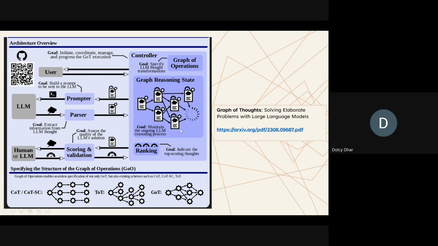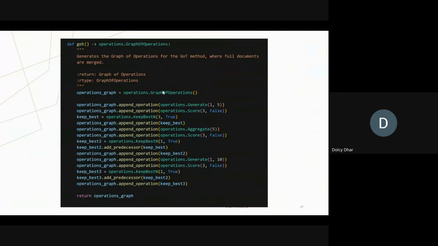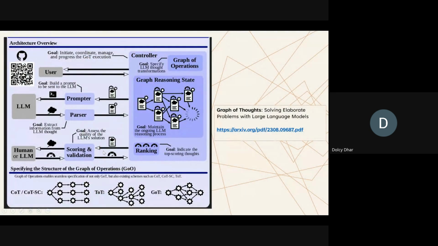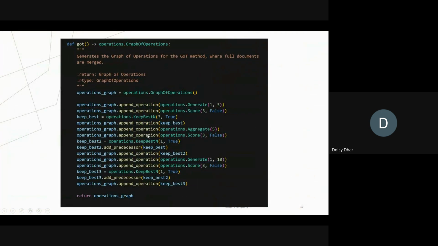I know it's a little confusing, but the graph reasoning state over here is nothing but the current state of the LLM. So let me give you an example. This is how the graph of thoughts architecture looks. You can see these operations: operation 1, operation 2, operation 3, operation 4. These are nothing but your graph of operations, and this entire thing would be the controller, which holds all these operations.